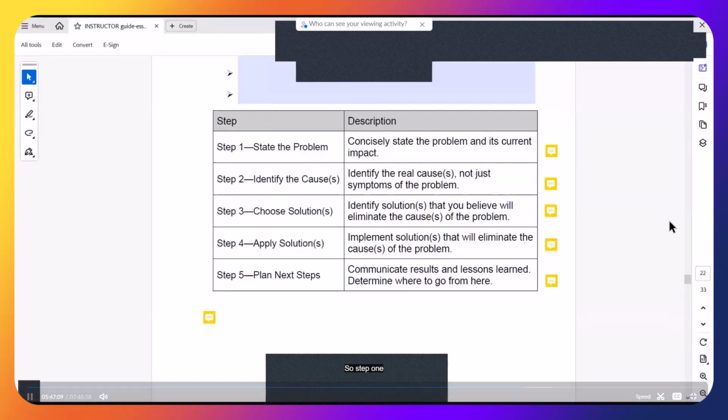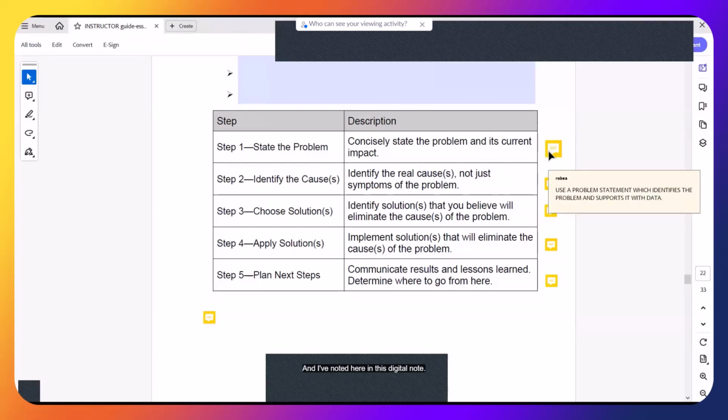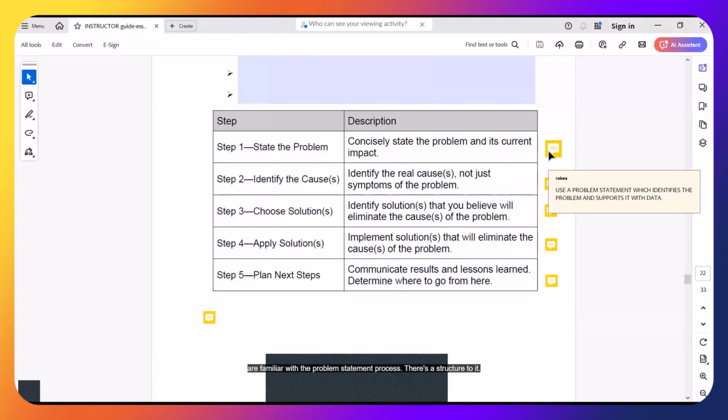So step one is to state the problem. That's concisely state the problem and its current impact. And I've noted here in this digital note, you can use a problem statement which identifies the problem and supports it with data. So those of you that have completed staff work are familiar with the problem statement process. There's a structure to it. And that problem statement is to identify the problem, support it with data, and then imply or consider an outcome rather than solve the problem in the problem statement.